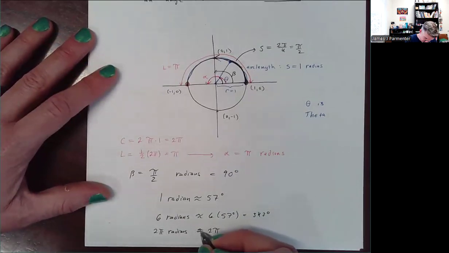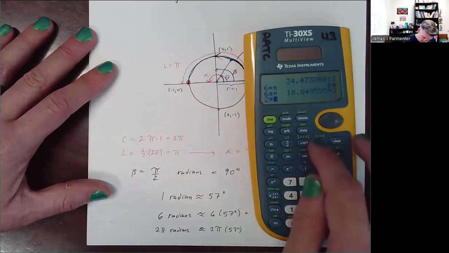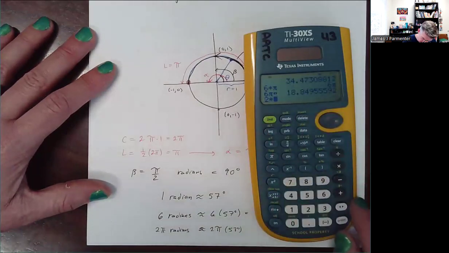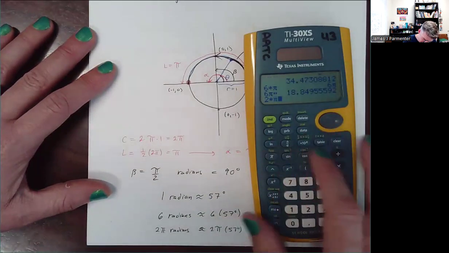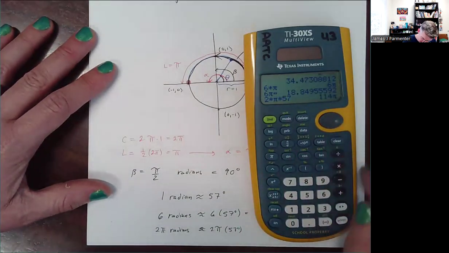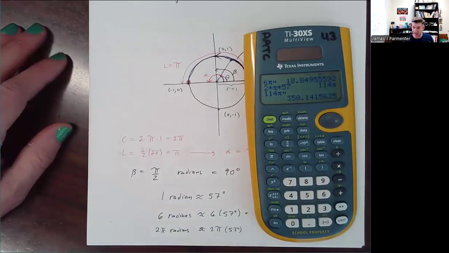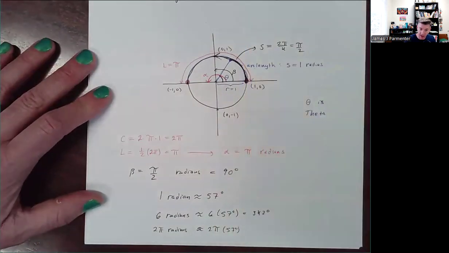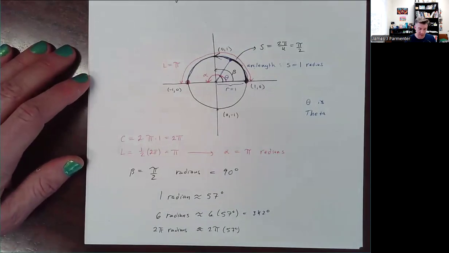It won't be exact, but if we do the math here, 2 times pi, there's the pi button here, 2 times pi times 57 is about 360. Not perfect, because I'm approximating 57 degrees there, but it seems reasonable that a full revolution is exactly 2 pi radians.